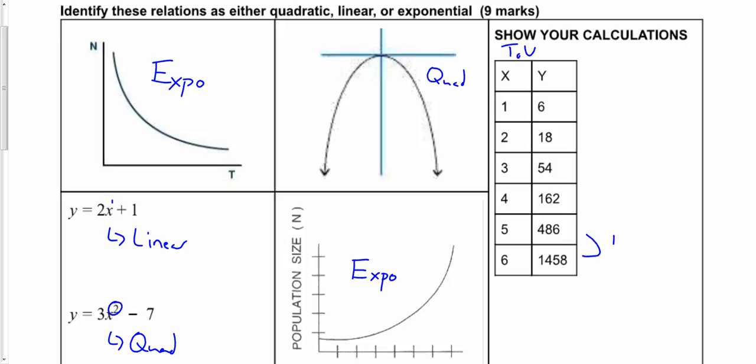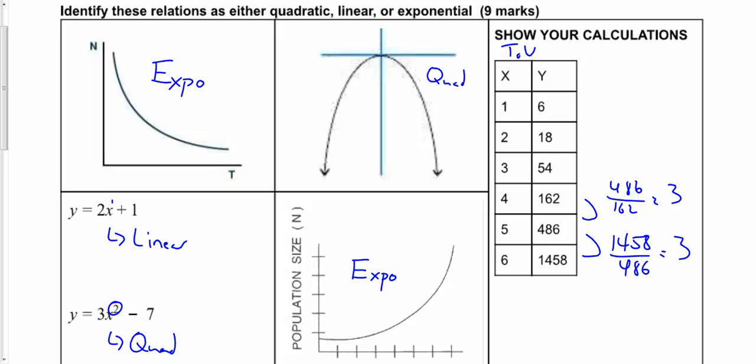If I try 1458 and I divide that by 486, that gives me 3. If I do 486 divided by 162, that also gives me 3. If I do 162 divided by 54, that'll give me 3. 54 divided by 18 gives me 3. 18 divided by 6 gives me 3.